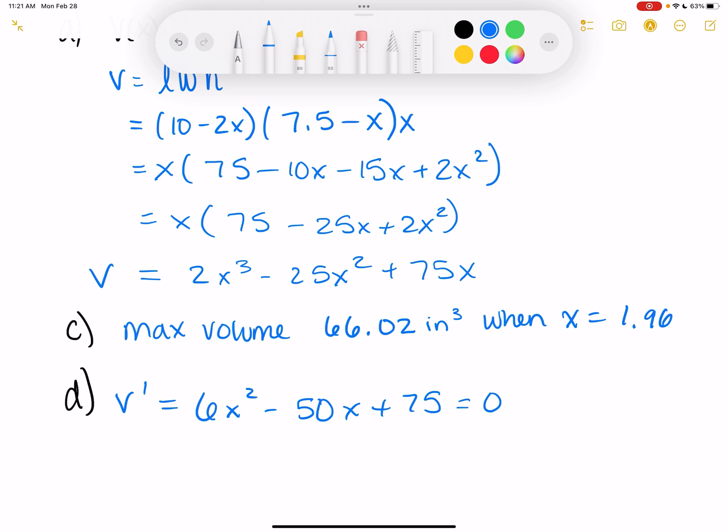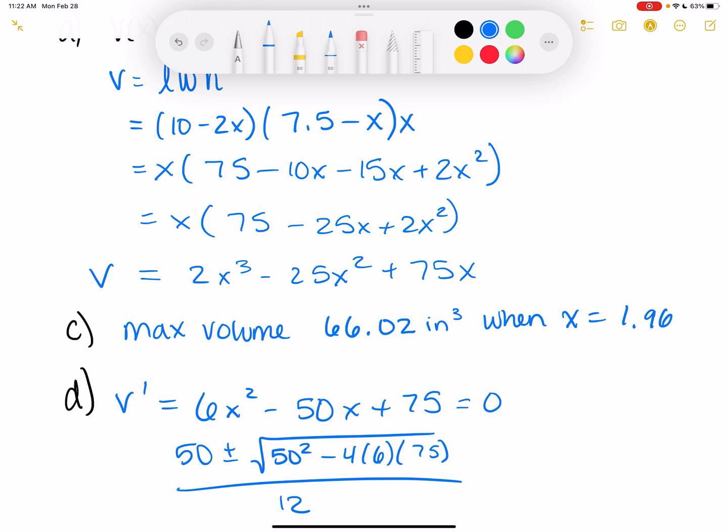So any ideas what we should do instead? Quadratic formula. Yeah, I literally pulled that out of the back of my mind. All right, so negative b, which is negative, so it's going to be positive 50, plus or minus the square root of b squared, which is 50 squared, minus 4 times a times c, so it's times 6 times 75, all divided by 2 times a, which is just going to be 12.